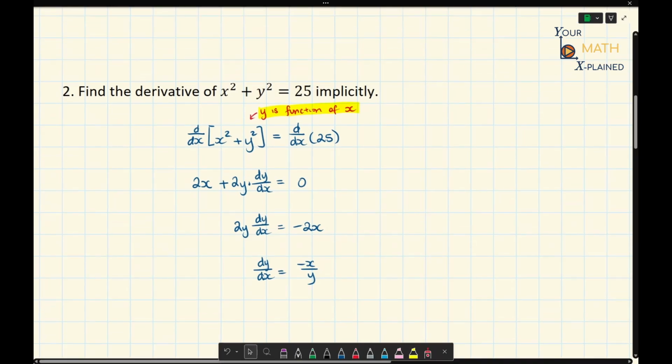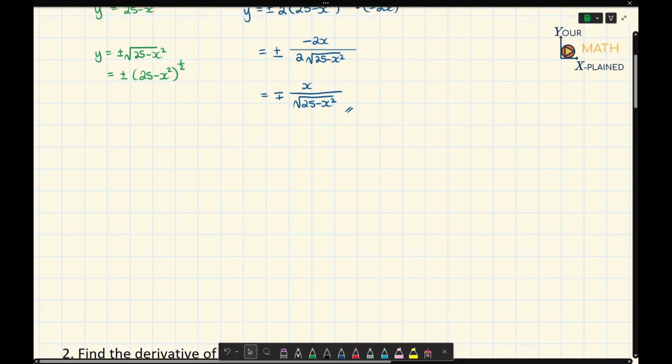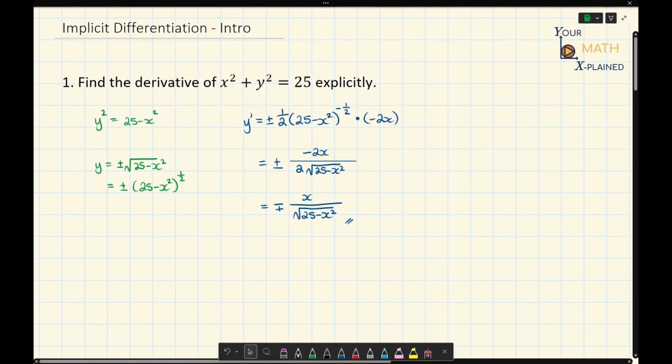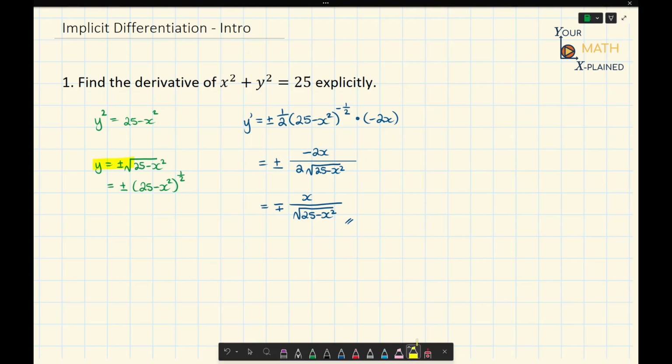Now let's go back up top to see where we differentiated it explicitly. So here we had positive or negative x over the square root of 25 minus x squared. But notice that y is equal to positive or negative square root of 25 minus x squared. So we can actually go ahead and substitute that in, and this is equal to negative x over y. So it is actually the same thing.